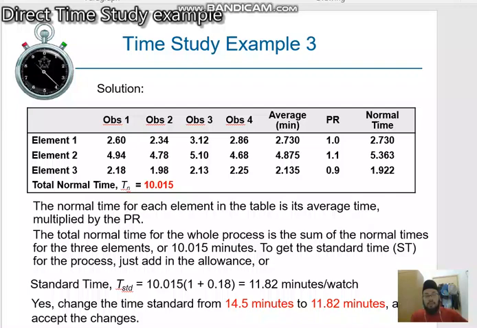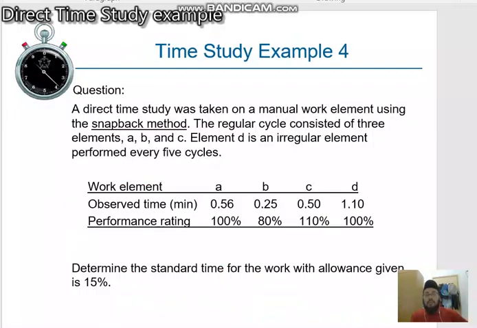Okay, we move to the next example. Question: A direct time study was taken on a manual work element using the snapback method. Previously we have learned in time recording that we have two methods: the snapback method and the continuous method. So in this question, the time is observed using the snapback method.